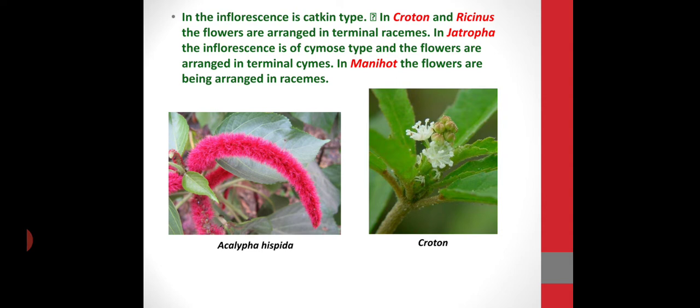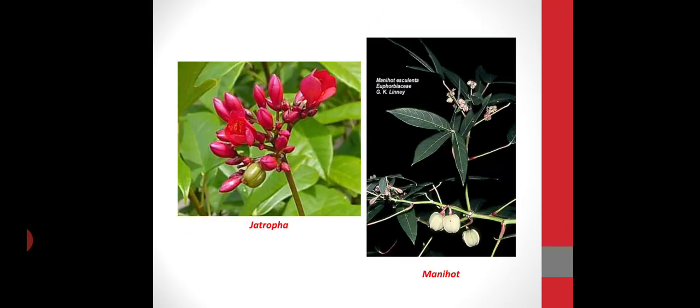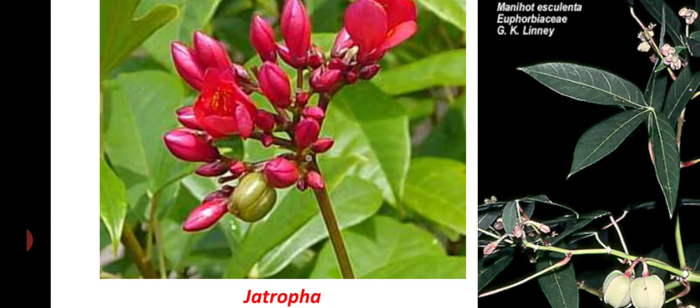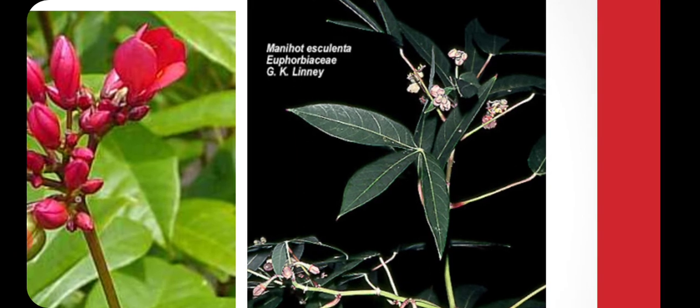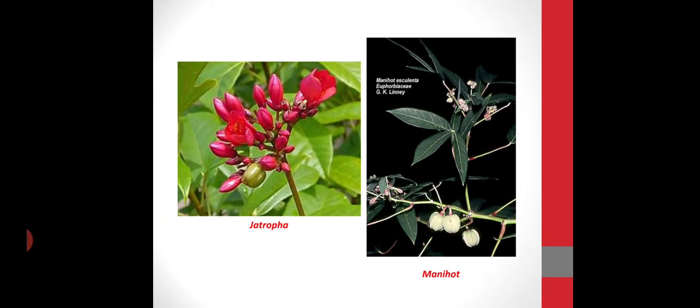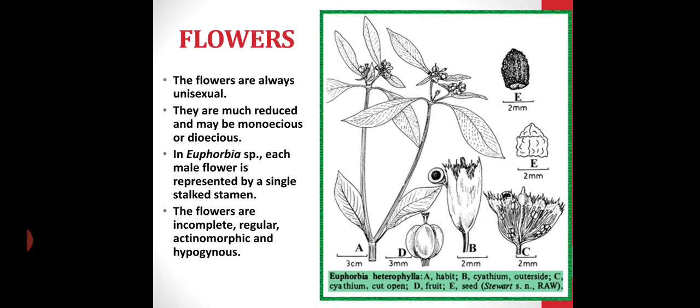And then in Manihot, that is in tapioca, the flowers are arranged in racemes. Here you can see Jatropha as an example, and here we can see these smaller ones, that is the Manihot esculenta flower. Okay. So here we can see varied types of inflorescence. In Euphorbia species, there are so many species, all with the cyathium inflorescence, a special kind of inflorescence. Cyathium is considered as a cyme of cymes, and the racemose type is also there.